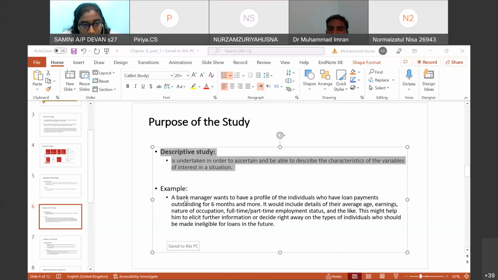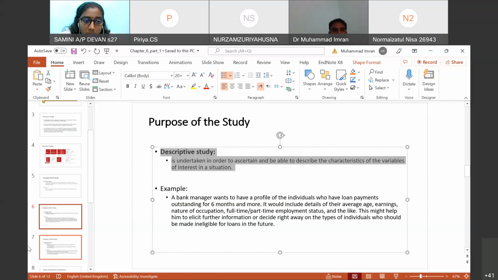So he wants to give a loan to a person. For the person, he must describe the person. He must describe the terms and conditions of the loan. So this is a very suitable example for the descriptive study. Maybe these variables are related to the loan, and the person must fulfill the requirements for the loan. If he cannot fulfill the requirements, they cannot give the loan to them.